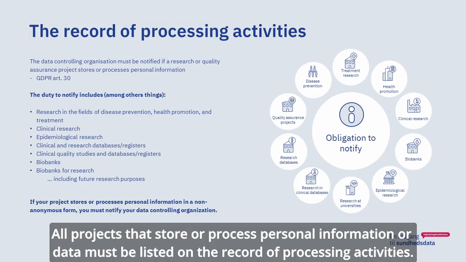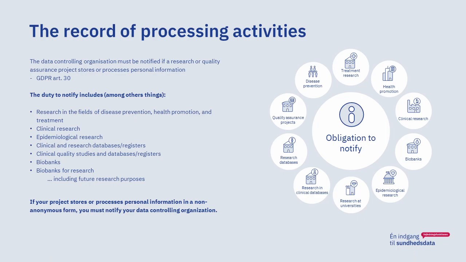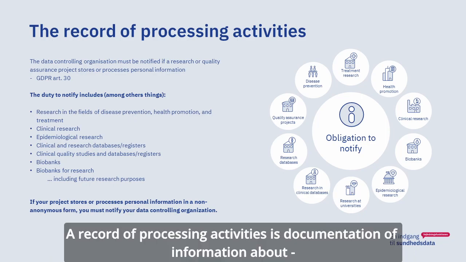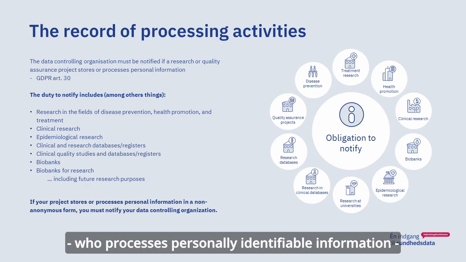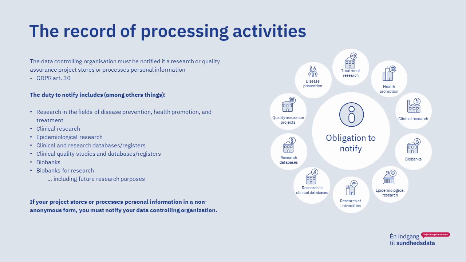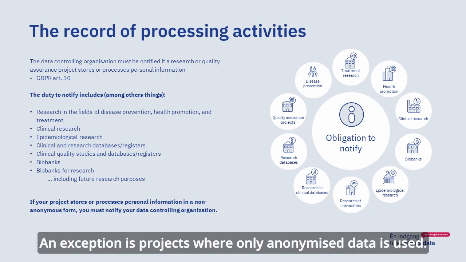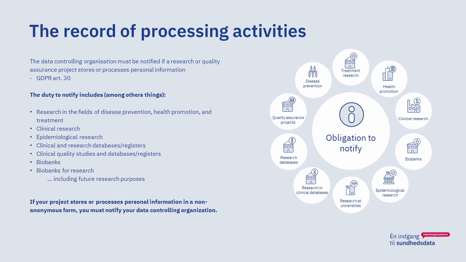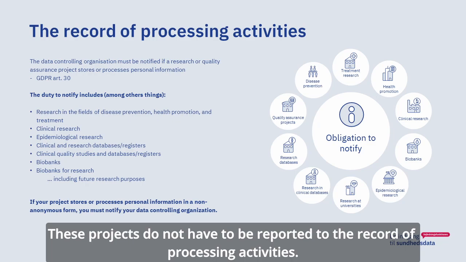All projects that store or process personal information or data must be listed on the record of processing activities. A record of processing activities is documentation of information about who processes personal identifiable information, which data is used, and for what purpose. An exception is projects where only anonymized data is used. These projects do not have to be reported to the record of processing activities.